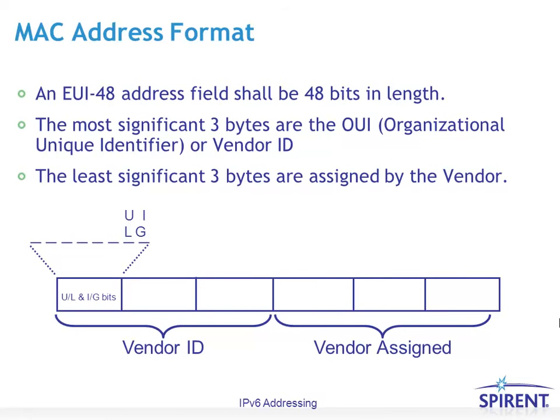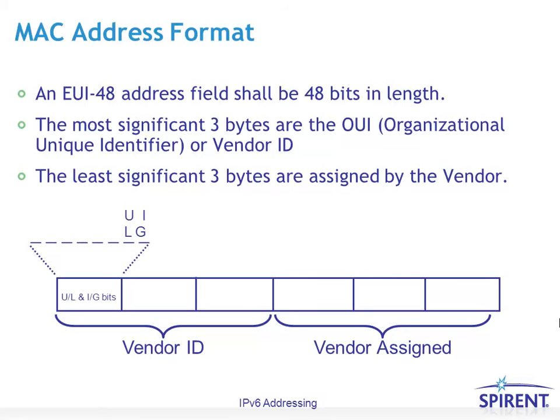So this slide depicts the EUI-48 or MAC address. And as you probably know, the most significant three bytes are the vendor ID, so in other words, the IEEE. If you pay them $1,200 or so, you can get your own unique ID, and then you can use the least significant 24 bits, which has 16 million combinations available, 2 to the 24th, and assign a different value to each interface that you produce.